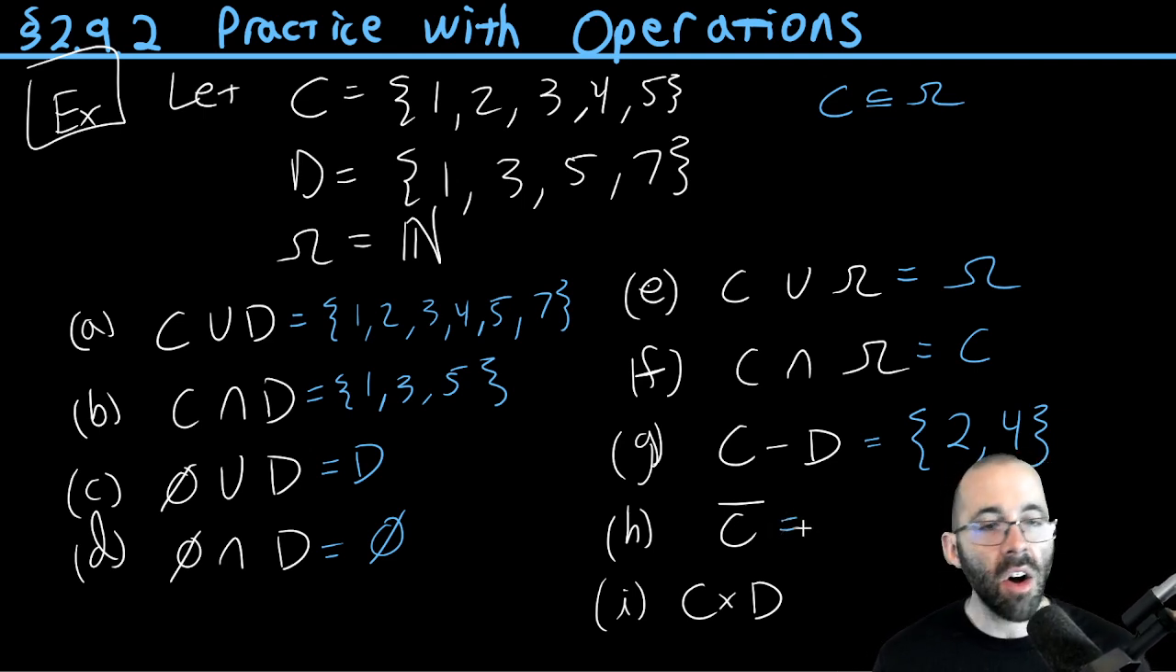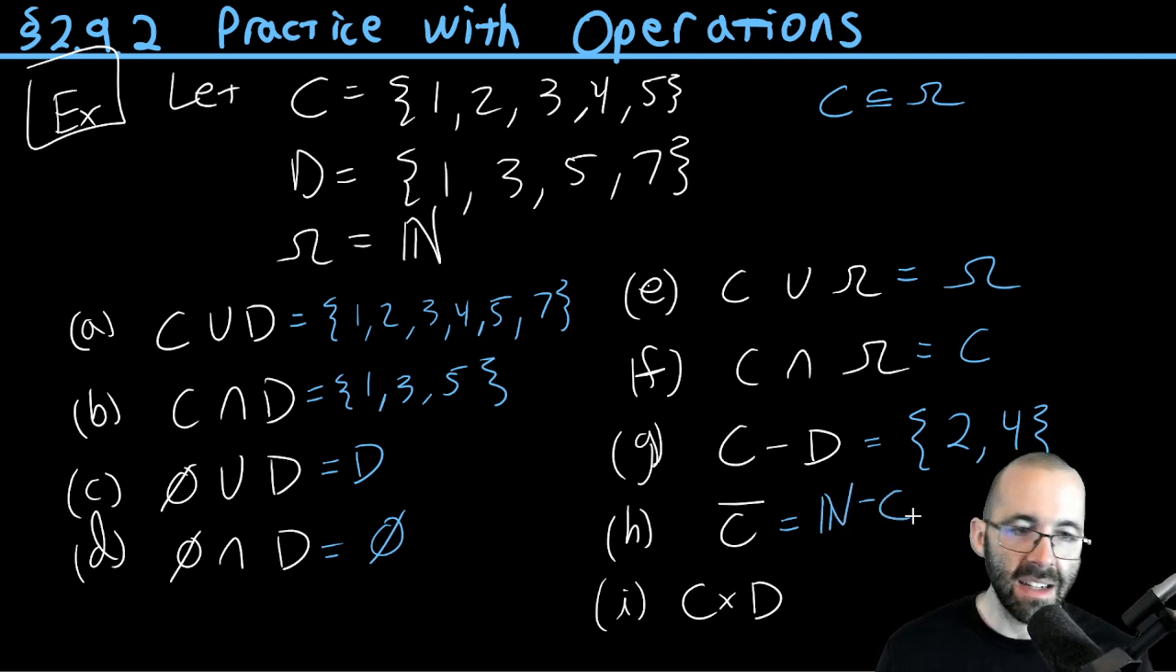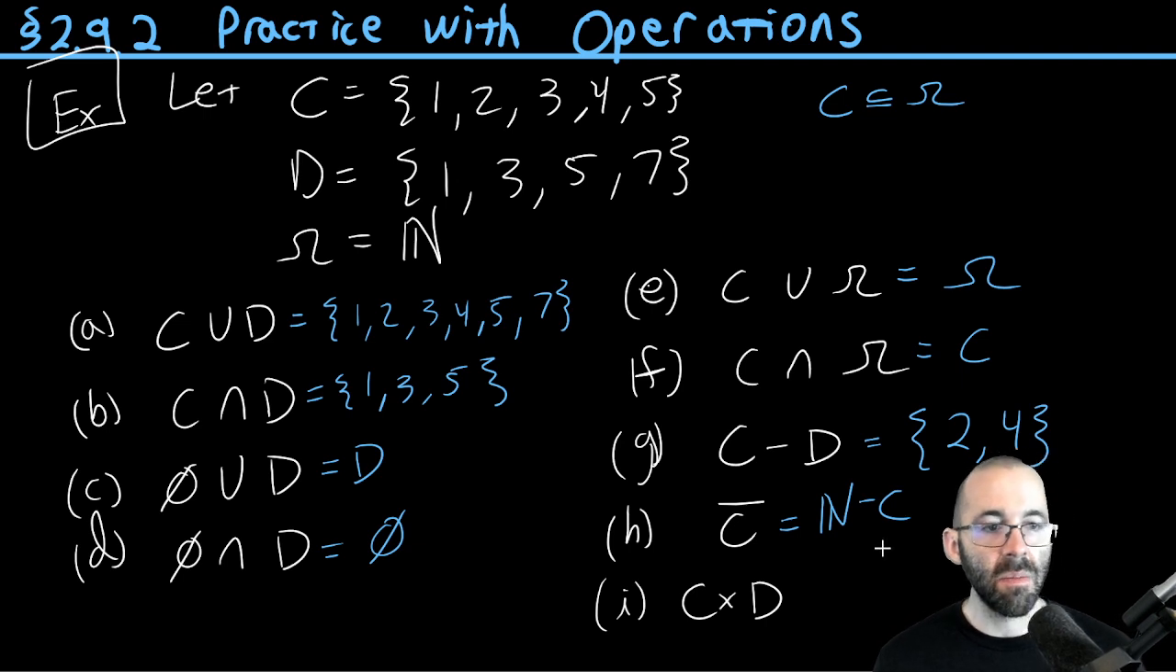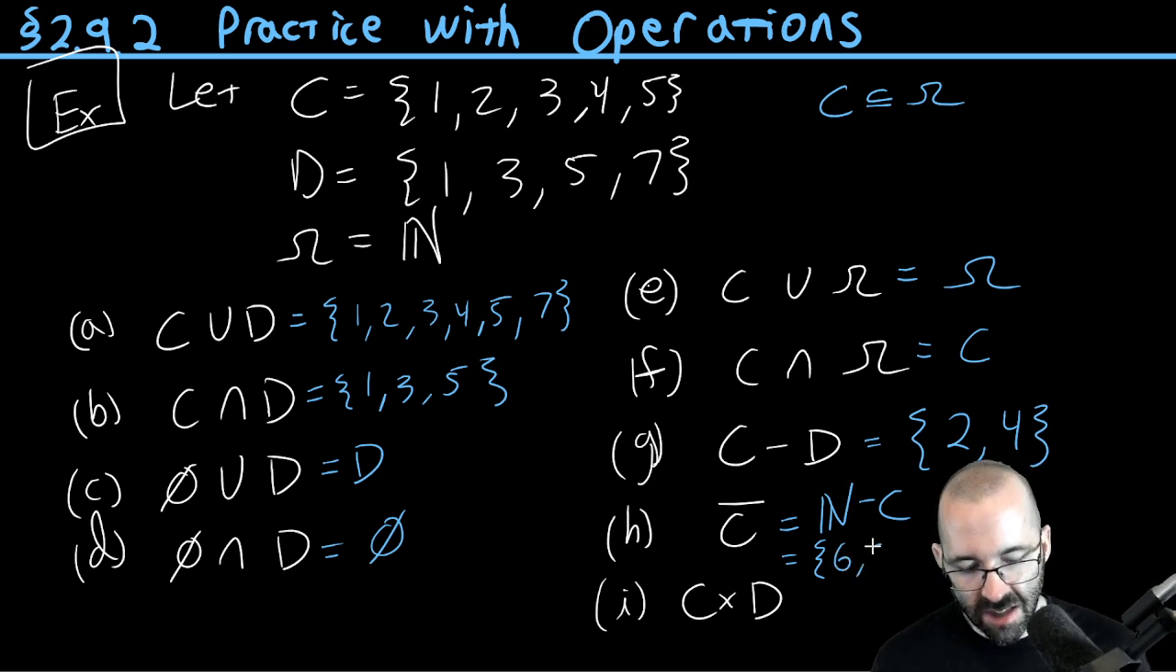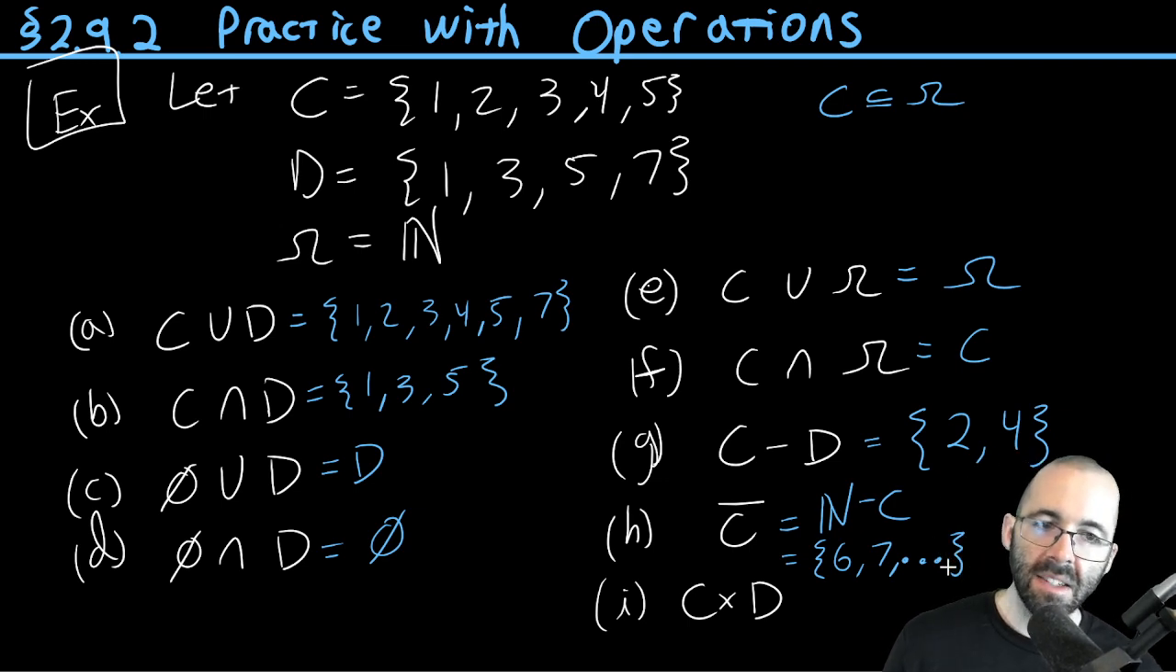C complement is all the natural numbers that are not in C. Remember, you could write it as N minus C, the domain of discourse minus C. But let's be a little bit more precise. It's all the natural numbers that aren't between 1 and 5. So it's 6, 7, 8, and so on.